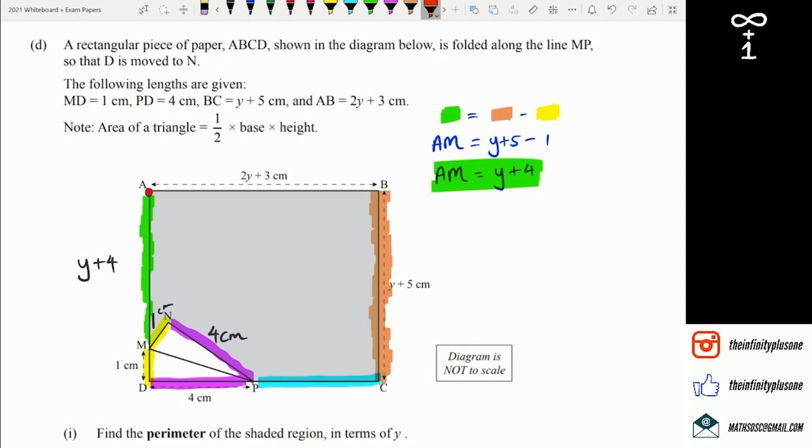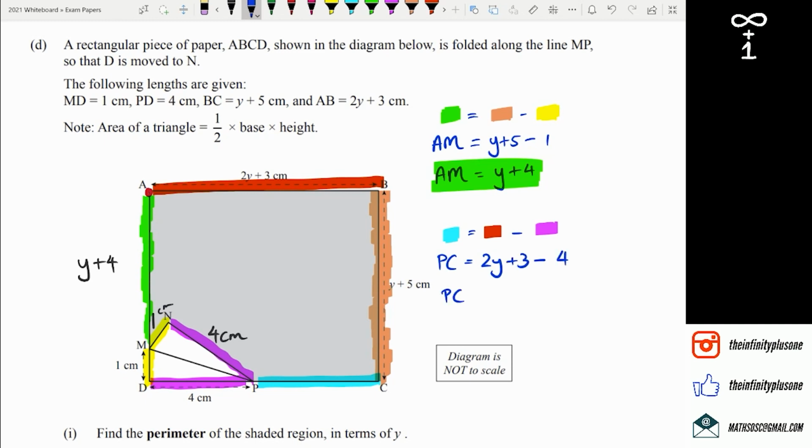Now to work out the blue part, I'm going to take this red line here. The blue part is the same thing as saying the red part take away the pink part. So the blue part is equal to red, take away pink. So the blue part PC equals red, which is 2y plus 3, minus pink, which is 4. So we can say PC equals 2y minus 1. And that happens to be the blue part right there.